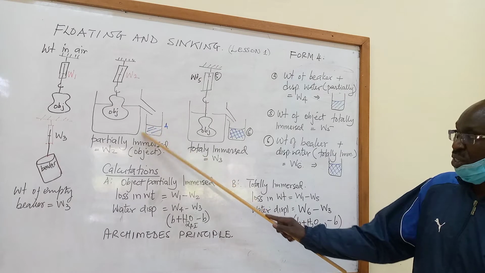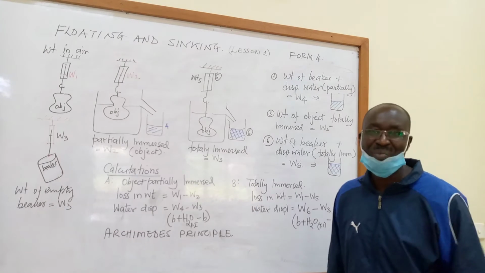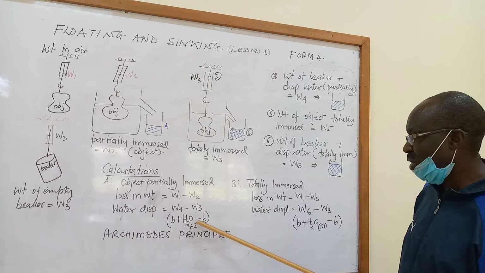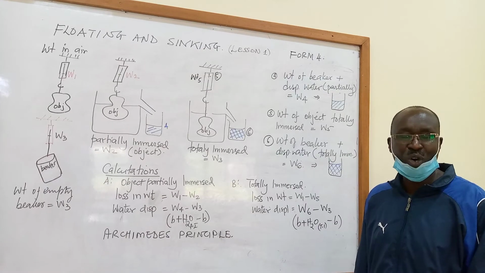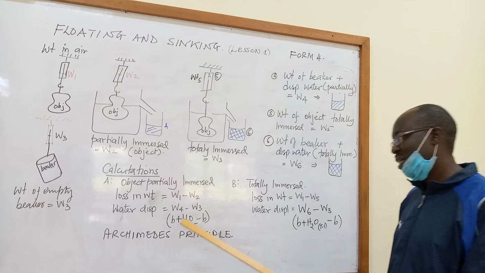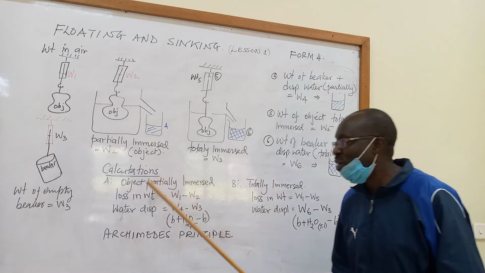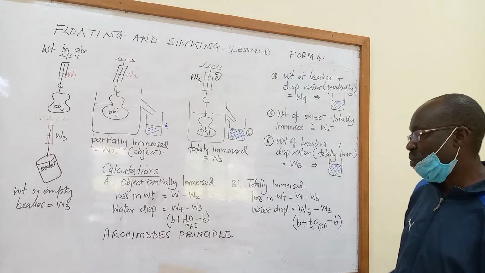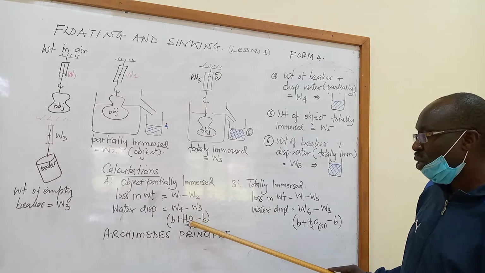Beaker and water partially immersed. This is the scenario. Then subtract the beaker. I'm just using this to help you, even in algebra. B will subtract B. So we will remain with only weight of the water when object is partially immersed. Yes. Okay? That is the scenario when object is partially immersed. And you find that W1 minus W2 equals that.